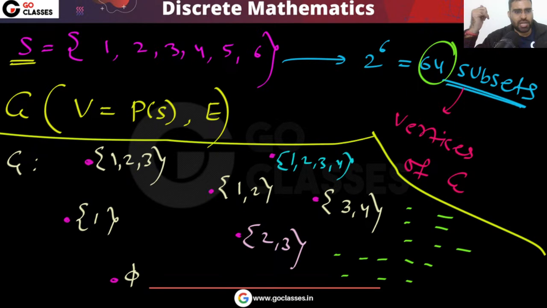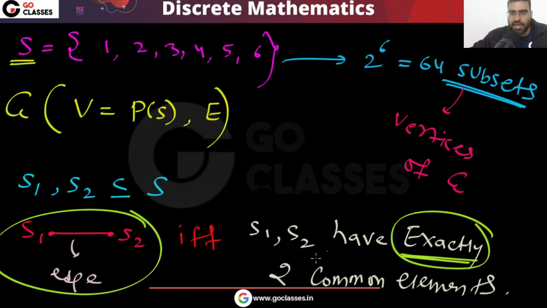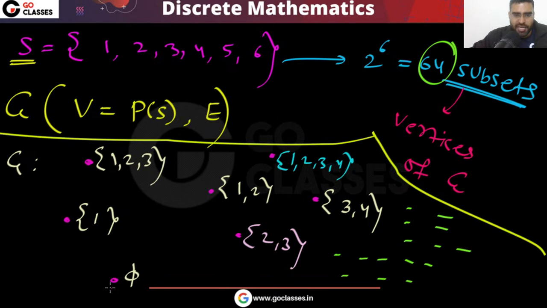So you tell me which of them are adjacent. You can easily see that this can never be adjacent to anyone. Do you agree? Because if two vertices are adjacent, it means they have exactly 2 common elements. So this cannot be adjacent, so this will be isolated. Can I say this will be isolated? Because this vertex cannot have exactly two common elements with any set.